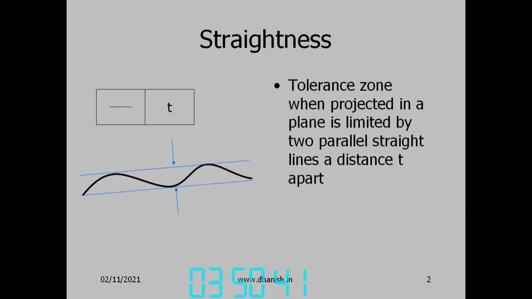The tolerance zone, when projected in a plane, is limited by two parallel straight lines, a distance T apart. So the actual surface should lie between these two lines separated by a distance T. Okay, now we'll see this in detail since we have learned it in the lab also. What is straightness error?